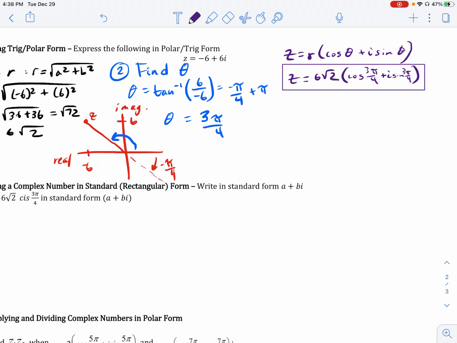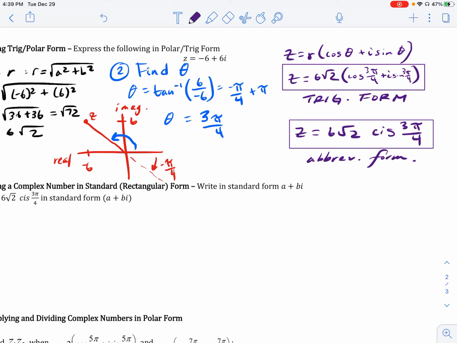All right, so we've got trig form here. And if you recall, I'm also okay with you writing this in abbreviated form. So if you had just written 6 root 2 CIS 3 pi over 4, that totally would have been fine as well. Abbreviated form. That is valid.